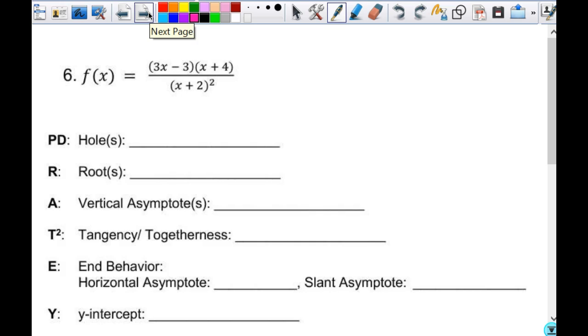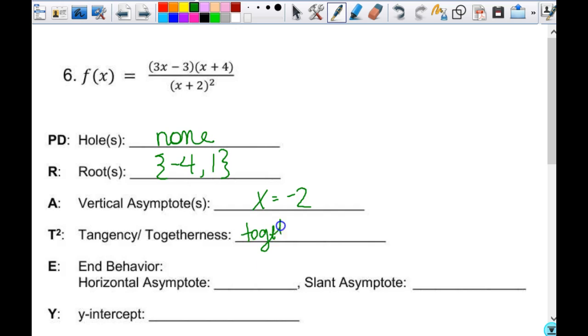Okay? Alrighty, so do we have any holes here? No, so that's none. What are our roots? -4 and 1. And do we have any vertical asymptotes? Yes, where? X equals -2. Good. Do we have any tangency or togetherness? Yes. Which one? Tangency or togetherness? Togetherness is the denominator. So we are together.